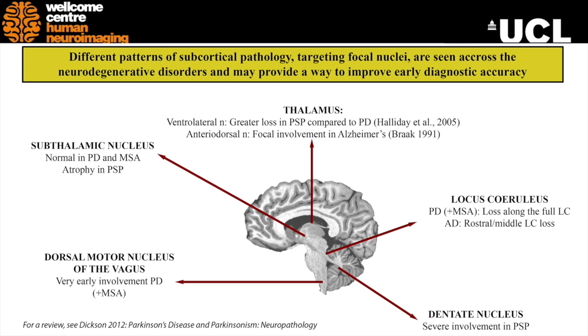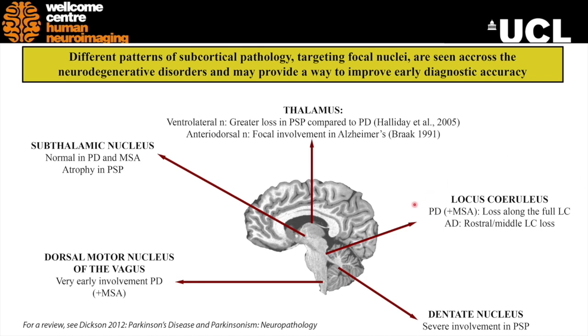For example, the anterior dorsal nucleus is quite focally affected in Alzheimer's disease, whereas the ventrolateral thalamus is disproportionately affected in progressive supranuclear palsy compared to the other Parkinsonian disorders. In PSP as well, you get atrophy of the subthalamic nucleus, which is not seen in the other Parkinsonian disorders. The locus coeruleus, as described, is a particular region of interest.